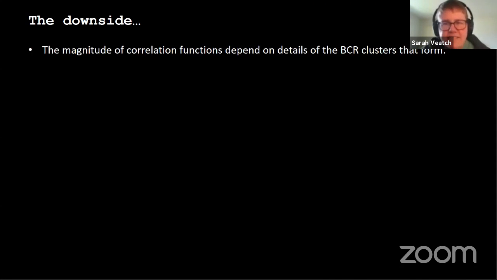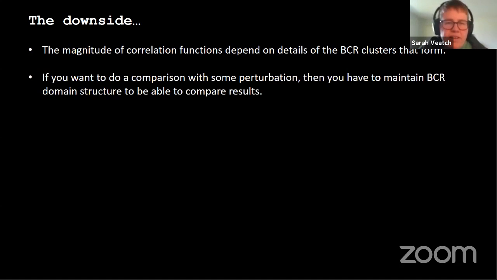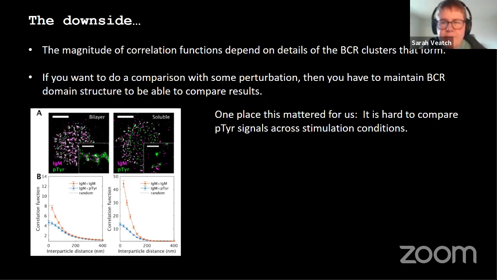They're not just bigger. Okay, but there's a downside to this observation, which is a little frustrating for us. The magnitude of this correlation function depends on all these details of BCR clusters: how much of the surface they take up, probably their density, these downstream things that we're not even looking at. All of that is going to affect the magnitude of this signal. So ideally, if we wanted to do some perturbation, say change temperature or use some inhibitor, you need to maintain this BCR domain structure to be able to compare the results. And that's not something that's easy to do.